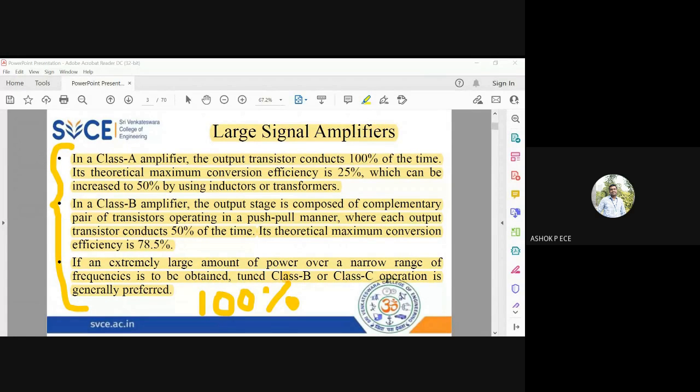In class B, only the positive half cycle will be amplified, and the negative half cycle will be completely removed from the input. Class C, it is less than 50%. So only half of the positive half cycle is amplified, and the negative half cycle and the remaining half of the positive half cycle are completely cut off. So you can see as you move from class A to class B, the linearity is reduced. It is slowly becoming non-linear. From class B to class C, it is becoming highly non-linear.